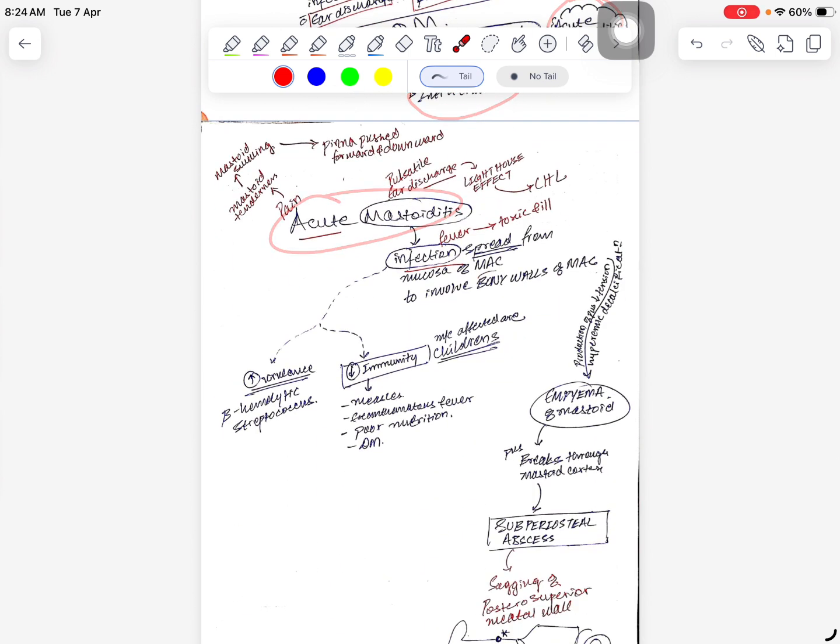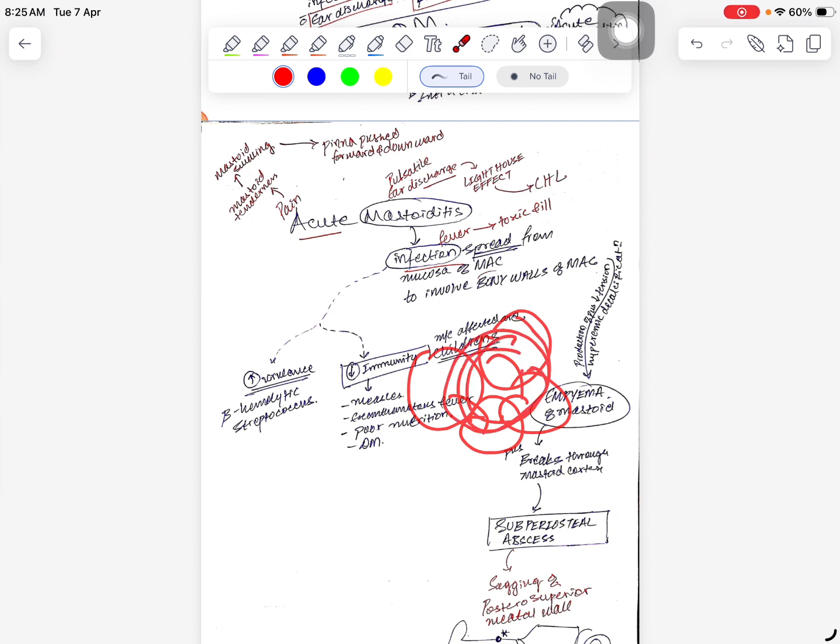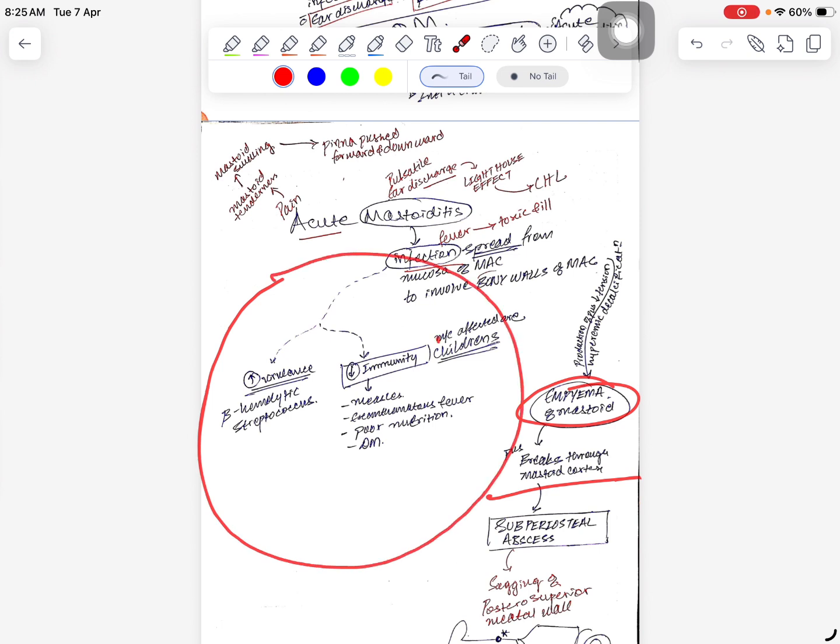Acute mastoiditis is just an infection spreading from the mucosa of the mastoid air cells to involve the bony walls of the mastoid air cells. Infection increases because of increased virulence or decreased immunity. Most commonly affected are children. Most common organism is beta hemolytic streptococcus. Because of the bony erosion, there is spreading of everything. Coalescence of all these mastoid air cells makes one big mastoid air cell filled with pus, which is called empyema of the mastoid. Pus breaks through the mastoid cortex and causes a subperiosteal abscess.